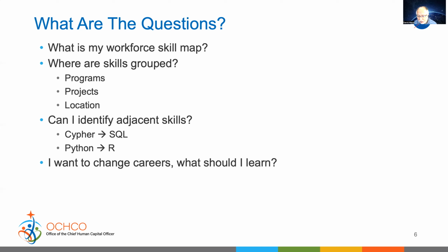Now, adjacent skills are skills that maybe you should have. If you know one, maybe you should know the other. For example, as a data scientist, if I know Python, a lot of other data scientists are also learning R or know R. Maybe I should also learn R, and I should have the same type of language in there. So those are the type of things you want to look at when you're trying to see adjacent skills.